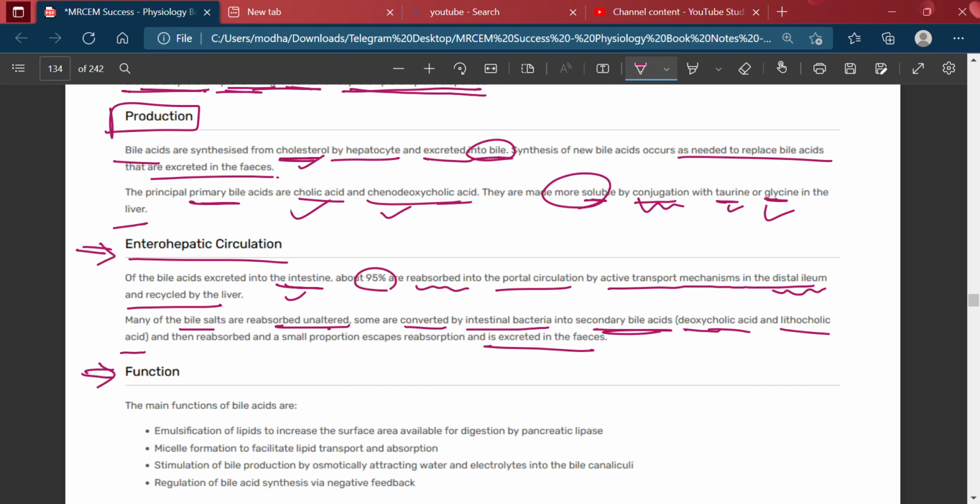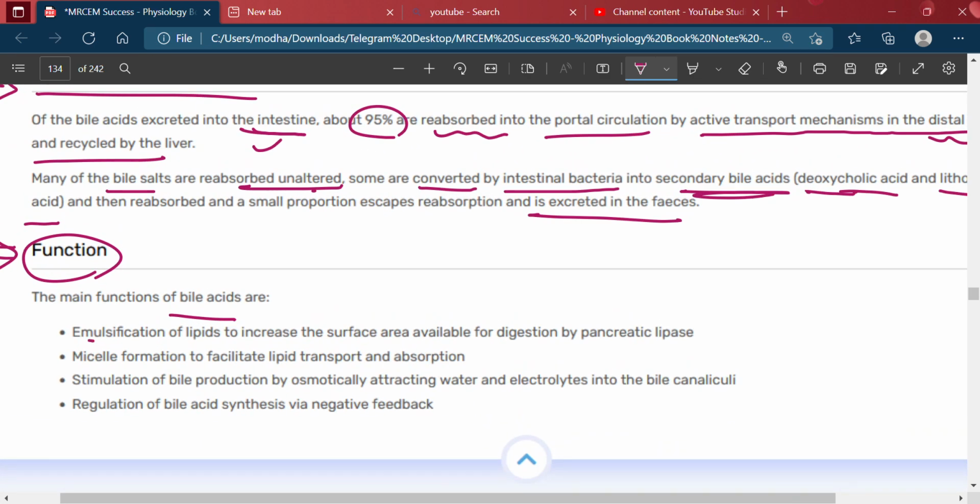Then what is the function of the bile acids? The main function is emulsification of the lipid to increase the surface area available for digestion by pancreatic lipase.